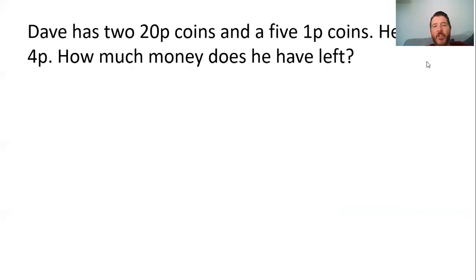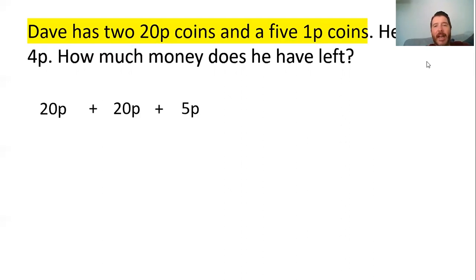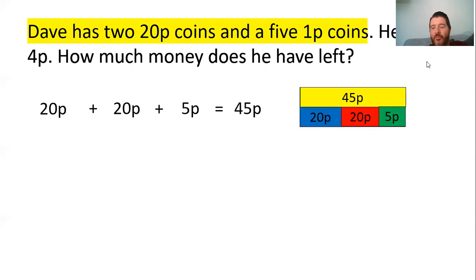Next one. Dave has two 20p coins and 5 1p coins. He drops 4p. How much does he have left? So the first part is that he has two 20p coins and 5 1p coins. So we need to do 20, add 20, add 5, because 5 ones is 5. That gives us 45. He then drops 4p.